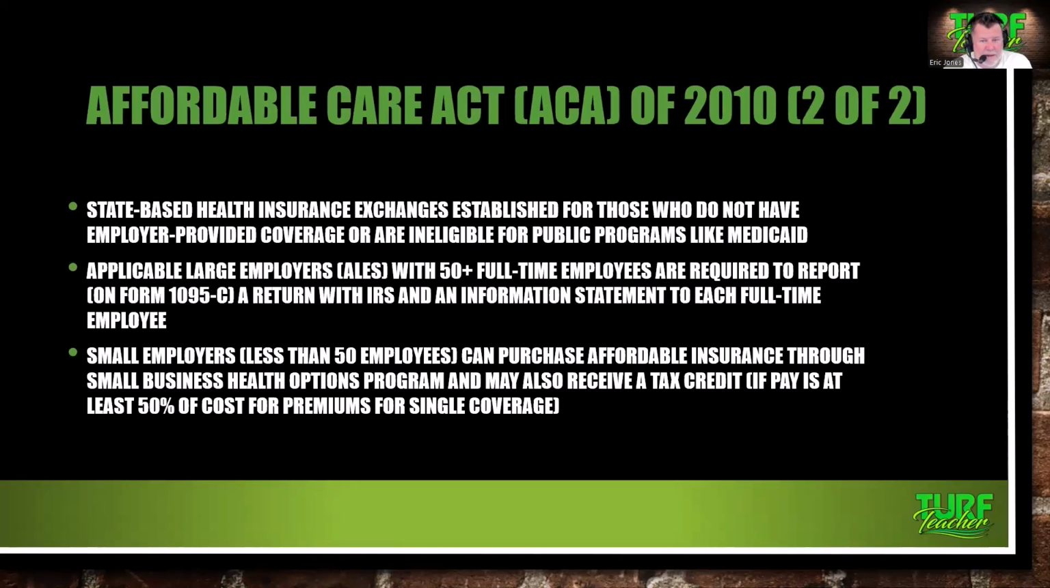With the Affordable Care Act, page 2 of it, state-based health insurance exchanges are established for those who do not have employer-provided coverage or are ineligible for public programs like Medicaid. Applicable large employers with 50-plus full-time employees are required to report on Form 1095-C, a return with the IRS and an information statement to each full-time employee. Small employers, with less than 50 employees, can purchase affordable insurance through the Small Business Health Options Program and may also receive a tax credit if they pay at least 50% of the cost of premiums for single coverage.